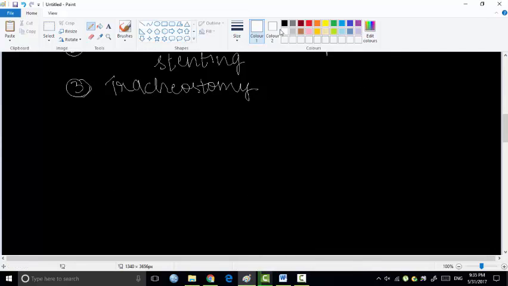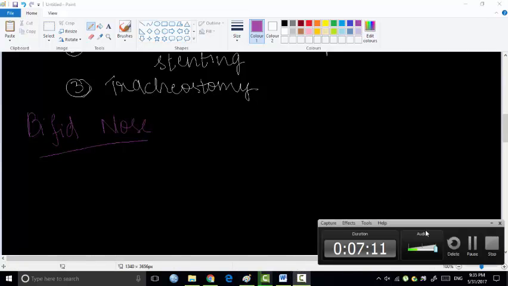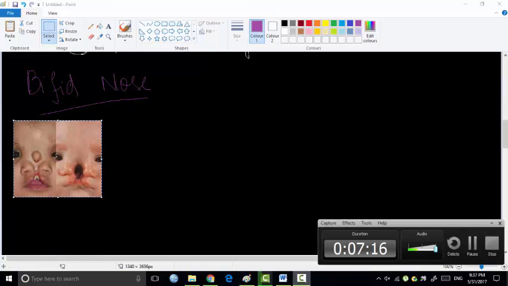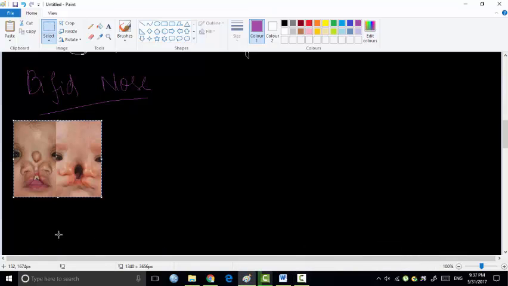Then the next type of anomaly, the third type of anomaly which we are dealing with today, is bifid nose, right? So this is the so-called bifid nose. If you see the image here, this is called bifid nose. So how does it occur?